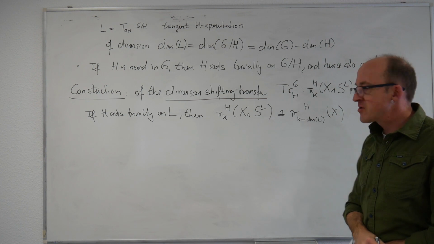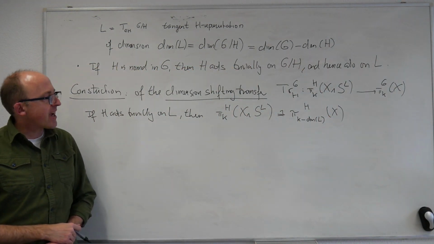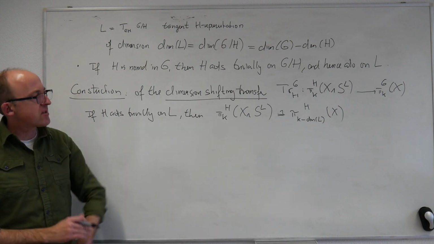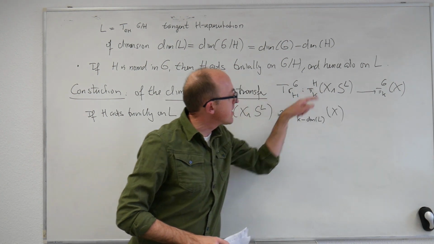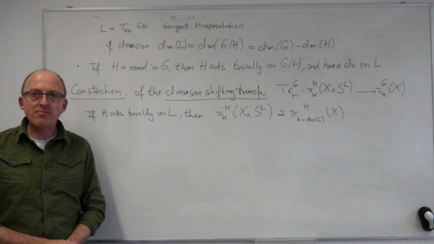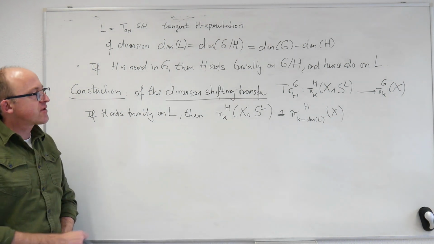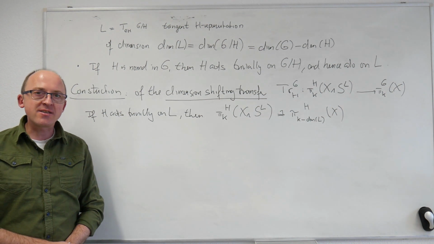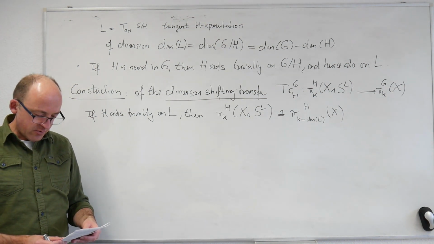So if the action happens to be trivial, then this transfer is really shifting the dimension exactly by the dimension of the tangent representation, or equivalently by the difference of the dimensions of G and H. But if the action is non-trivial, then you should think of this as some kind of twisted version of shifting the dimension. It's sort of shifting the dimension in the RO(G)-graded sense, just that I'm not really talking about RO(G)-graded homotopy groups here.